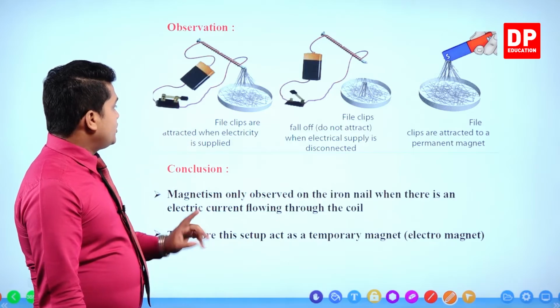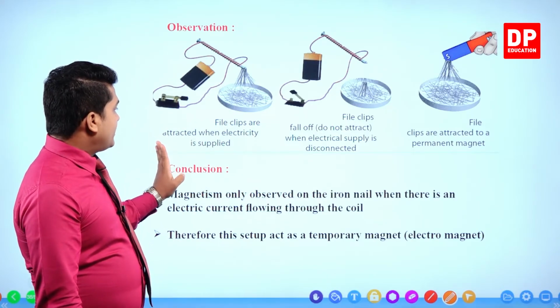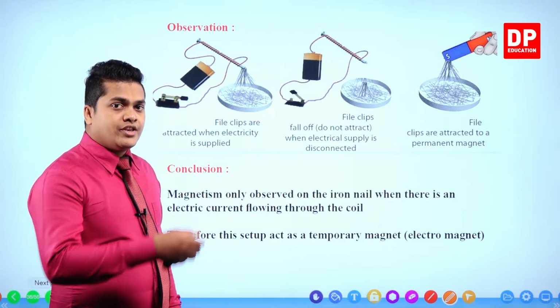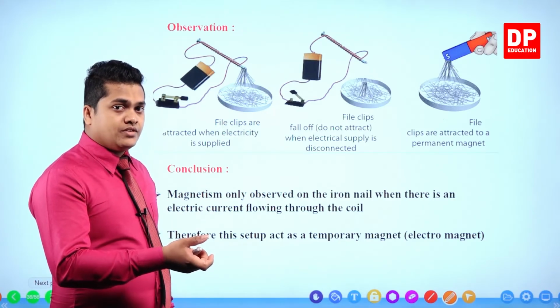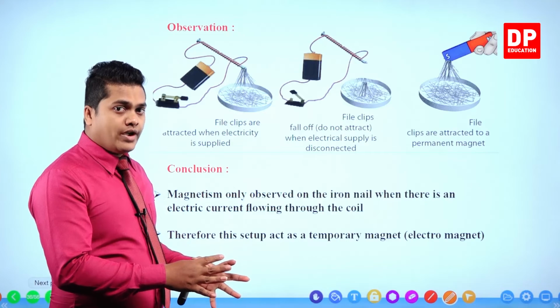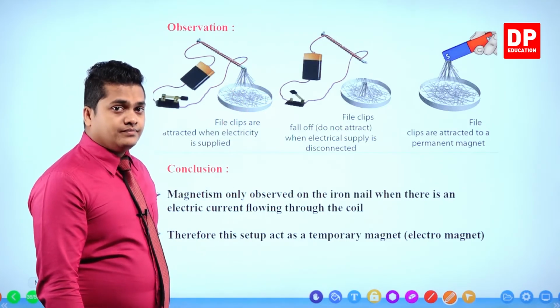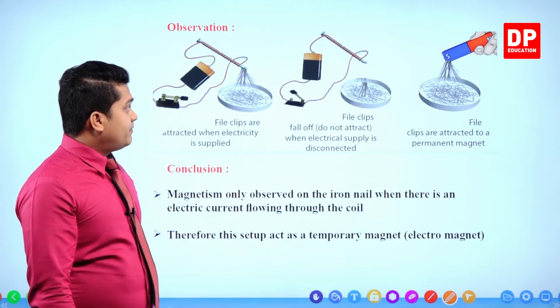So observation: file clips are attracted when electricity is supplied. When you turn on the switch, electricity is supplied to the coil. In that situation, the file clips are getting attracted. I have given you the sample figures as well.